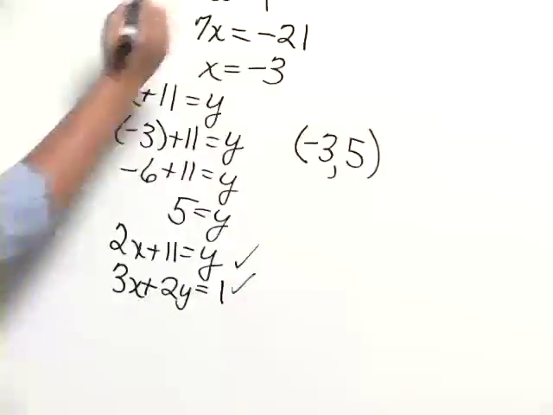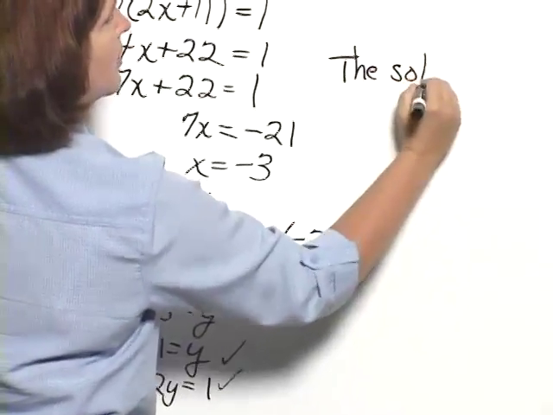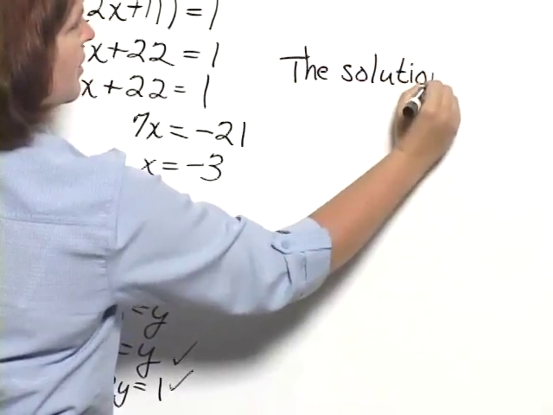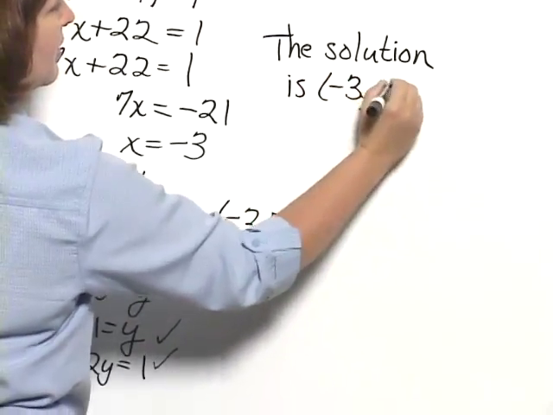So I can state then that the solution is negative 3, 5.